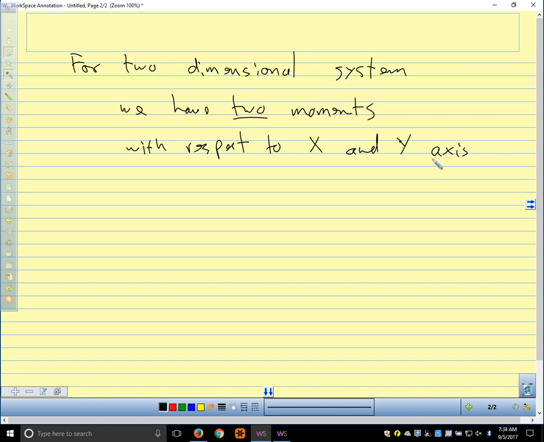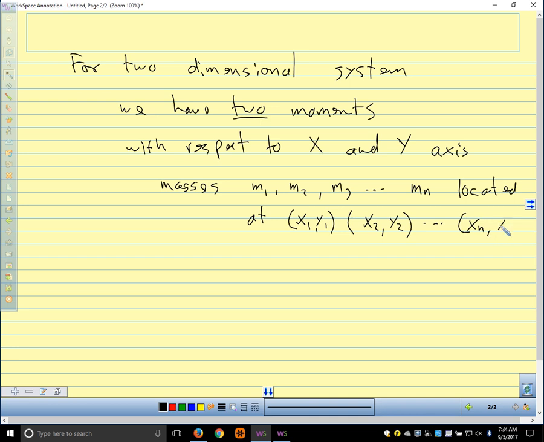So we're going to multiply the mass by its distance from the x-axis, and the masses by their distance from the y-axis, and we'll have our moments about the two axes. So let's see, we have masses m1, m2, m3, m sub n, located at these points, x1, y1, x2, y2, xn, yn.